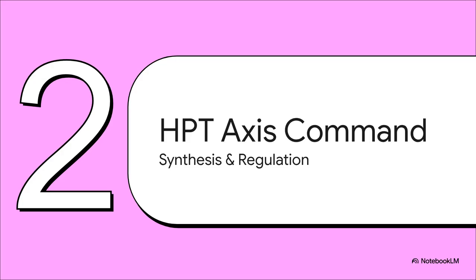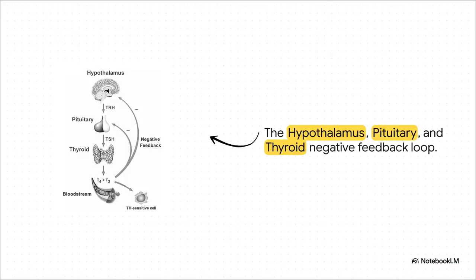Section 2, the HPT axis command center, synthesis and regulation. Now that we know what the engine does, let's look at how it's actually controlled. This perfectly illustrates the chain of command, the Hypothalamic-Pituitary-Thyroid, or HPT axis. Think of this just like that thermostat we talked about earlier.